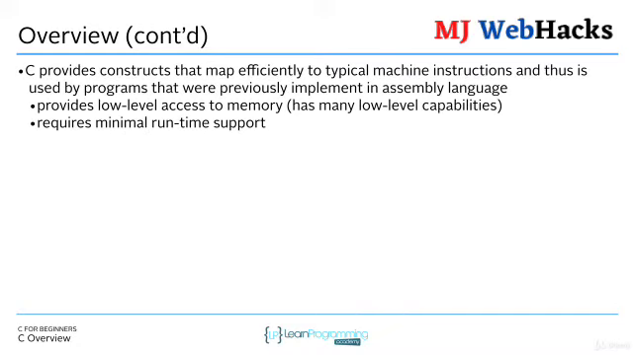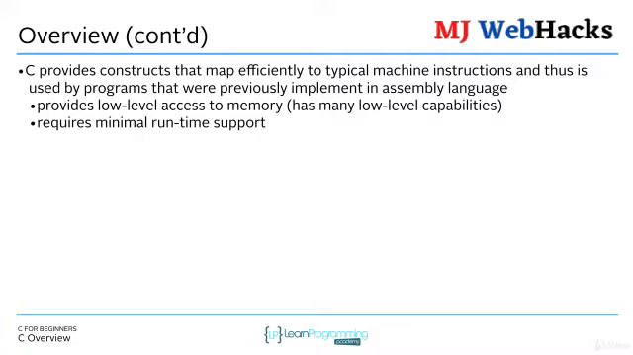C provides constructs that map efficiently to typical machine instructions. We talked about this idea of a compiler, and machine instructions are at the lowest level. Because this mapping is so easy in C, it's often used by programs that were previously implemented in assembly language. For this reason, it's also very easy to write operating systems or embedded programs, like I mentioned. It provides low-level access to memory, and it has many low-level capabilities. It can directly interact with hardware. A lot of drivers do this. Drivers are programs that interact with hardware.